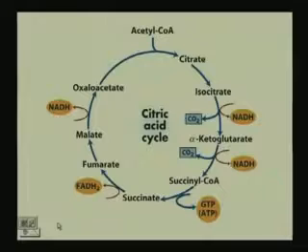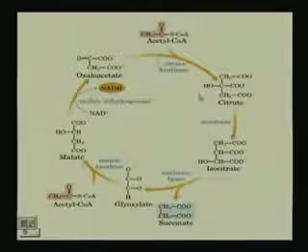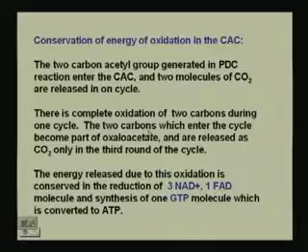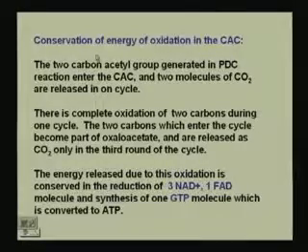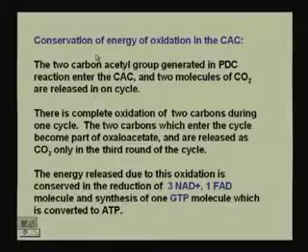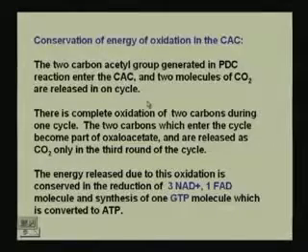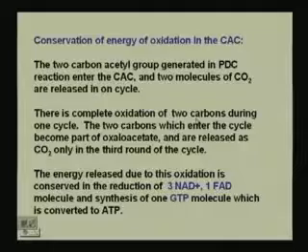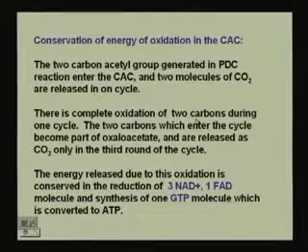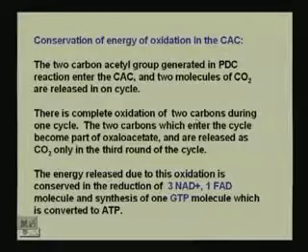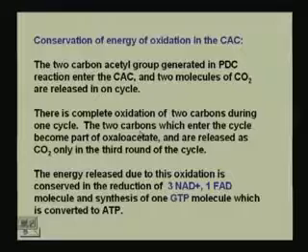When I had glucose, well, I have the steps for you just in simple carbon atom steps. Okay, so this is just the same thing, just showing you where the reactions are happening. Okay, now we figured out what we have. So now we have to look at the conservation of energy of oxidation in the citric acid cycle. We have 2 carbon acetyl groups generated in the pyruvate dehydrogenase complex. There is complete oxidation of 2 carbons during one cycle. You saw that we had 2 CO2s being released. Okay, the 2 carbon atoms which enter the cycle become part of the oxaloacetate for the next cycle.